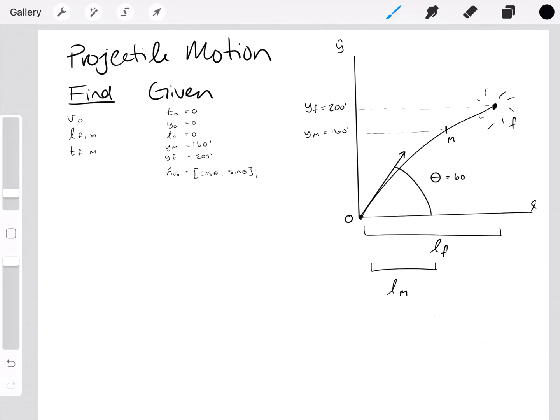In this problem, we're going to get into projectile motion, where we find the initial velocity, the distance to this middle point here, the distance to this final point here, as well as the time to that middle and final point. And those are just two of the same things, essentially, because there's an initial and final time.